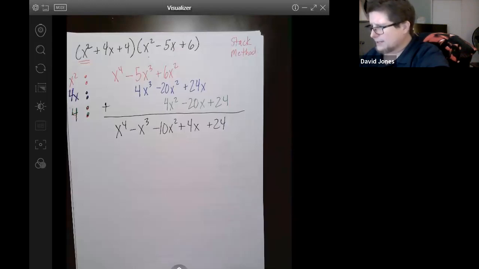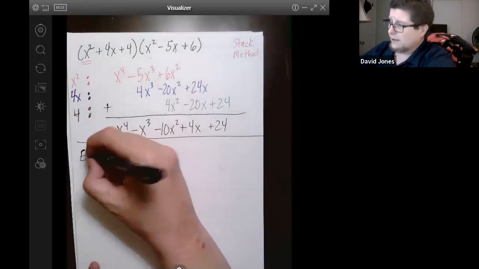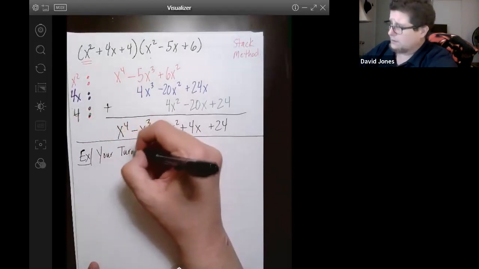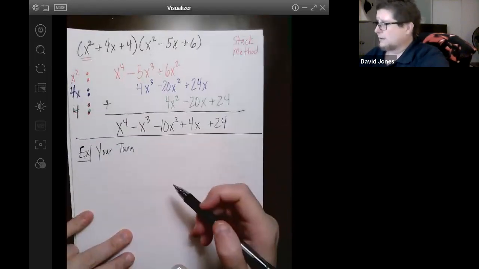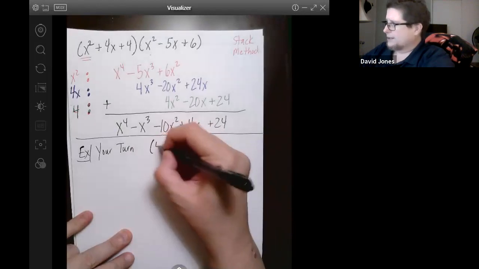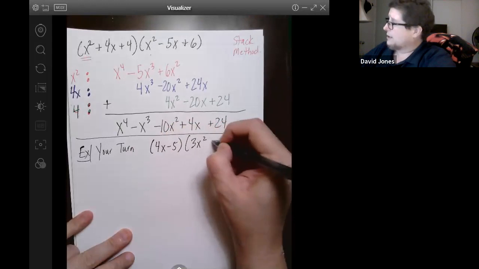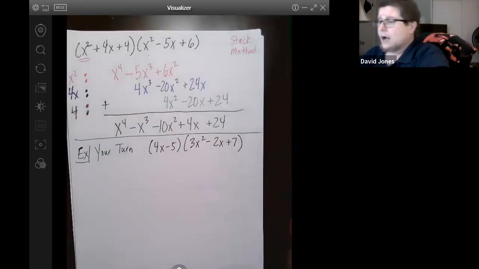I'm going to give you guys an example. I want you guys to try it now. Your turn. We'll make it a little bit easier. Let's do 4x minus 5. We'll make the second term still be degree 2. Go ahead and work that out, and then we'll do it together. Hit pause, please.